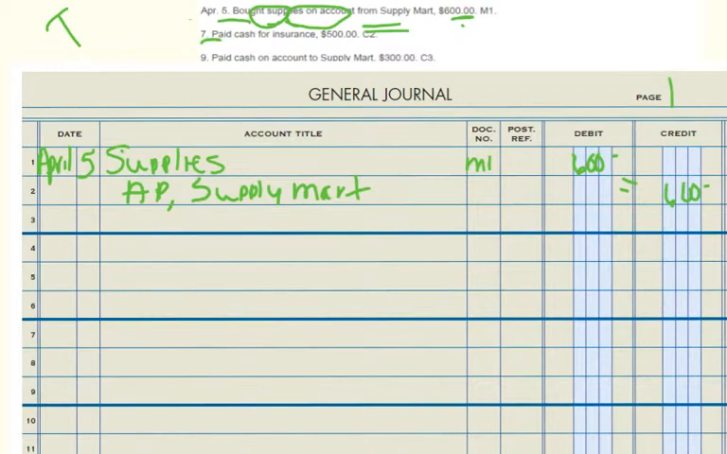The next transaction, paid. We paid what? Cash. What did we buy? Insurance for $500. So, since this is the second transaction on the journal page, we do not have to write April. We do not skip a line. We put 7.